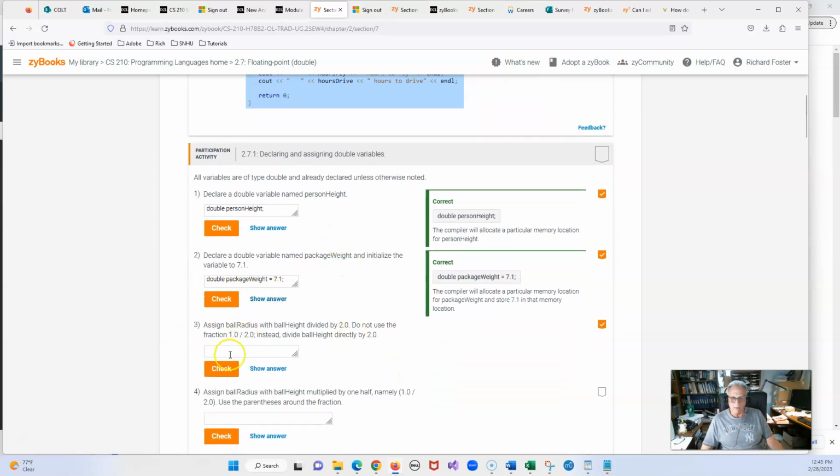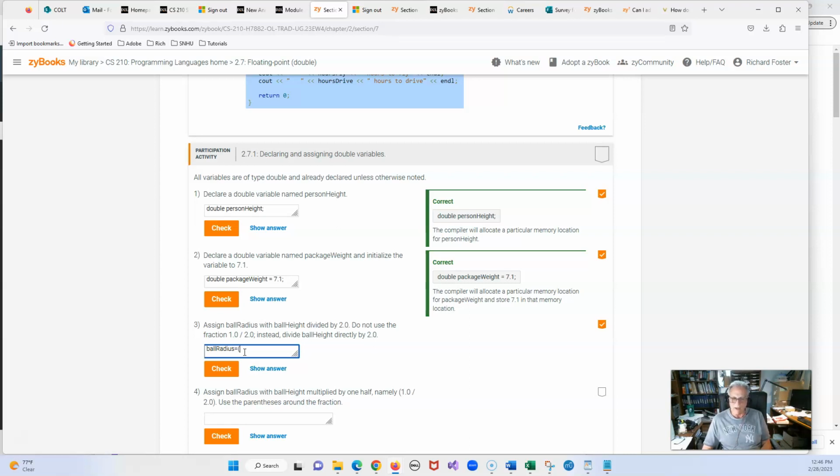So now we're going to do something simple. Assign ball radius with ball height divided by 2.0. I'm going to make a mistake on purpose here, and it's going to knock me down. But the mistake is actually following good programming. So let's do ball radius equals, and I'm putting in parentheses. It's always a good idea, even though not necessary, to use parentheses when you are doing any kind of calculation. Not only does it make it clearer, it can avoid an error by the order of operations not being proper.